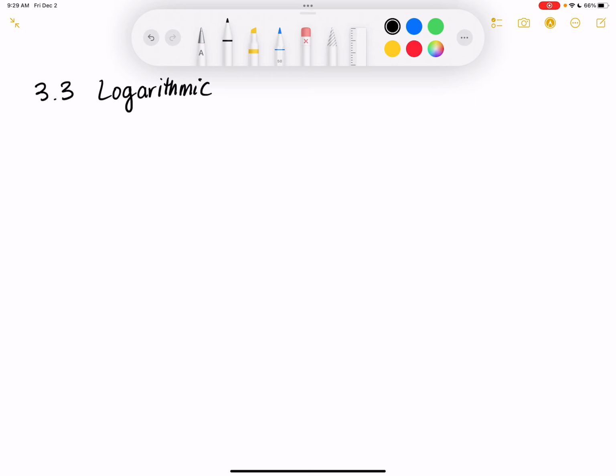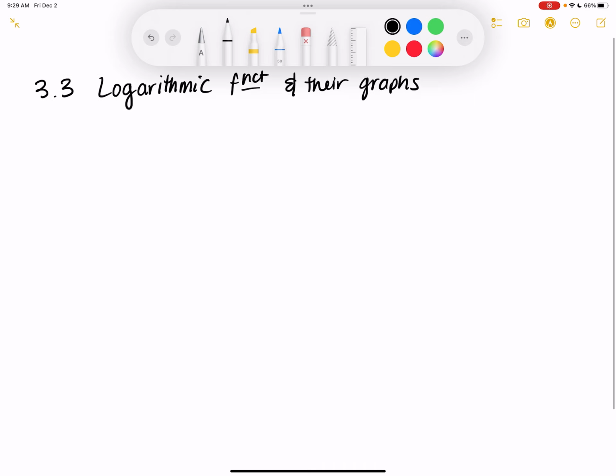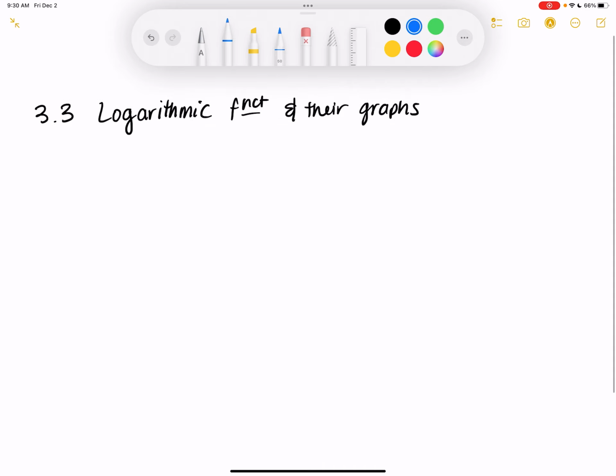All right, 3.3, logarithmic functions and their graphs. So logarithmic functions, not the graphs. Graphs are just nasty. What's the point, you know? That's the thing. Next year I have to do a lot more with graphs because there's a lot you can't use your calculator for.